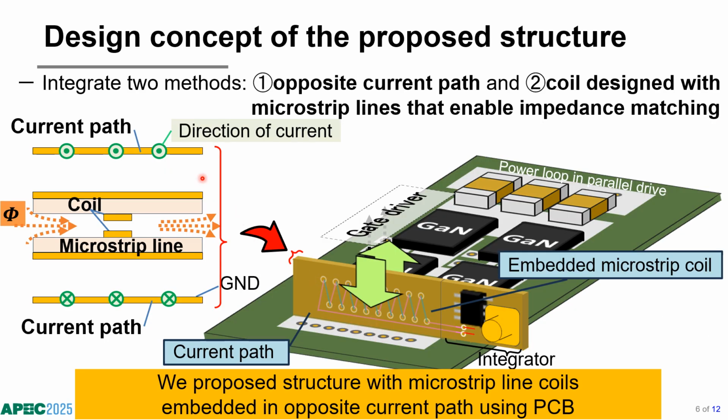So in our research, we propose a new Rogowski coil that can integrate these two methods: opposite current path coil design with microstrip line. Here is the design concept of the proposed Rogowski coil. The coil designed with microstrip line is embedded inside the opposite current path in the surface layer. So the proposed Rogowski coil consists of a multi-layer printed circuit board, and it can be installed vertically in the system.